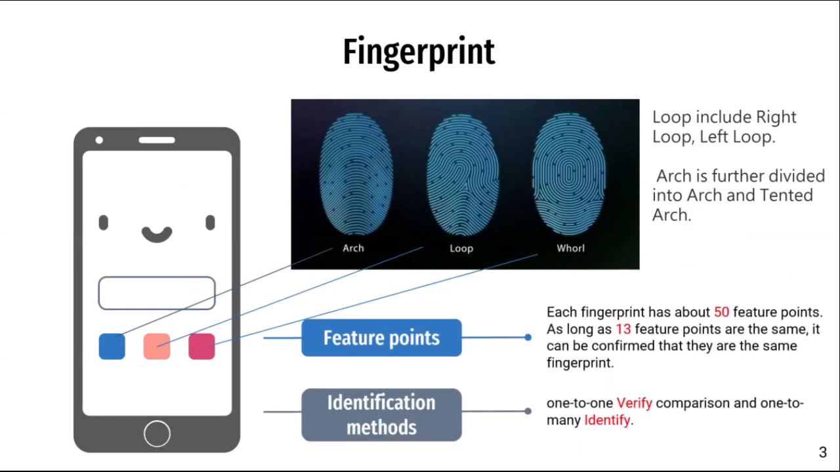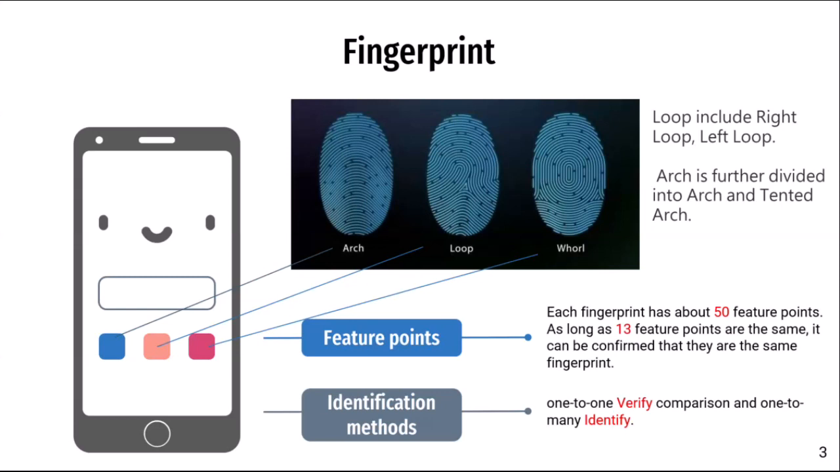And let's talk about the feature points. Our fingerprints usually have about 50 feature points, and the sensors usually detect around 13 to 15. So if 13 feature points are discovered by the sensor, then you can be confident that they are the same person with the same fingerprints.